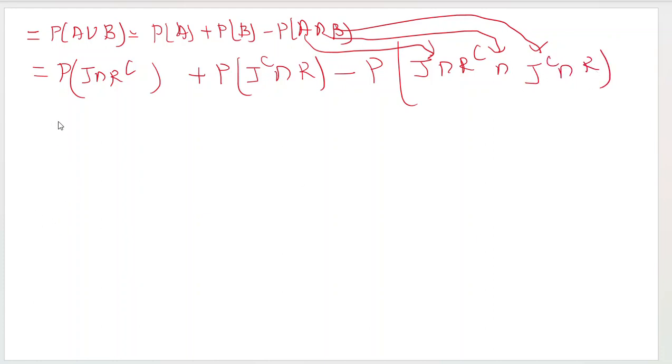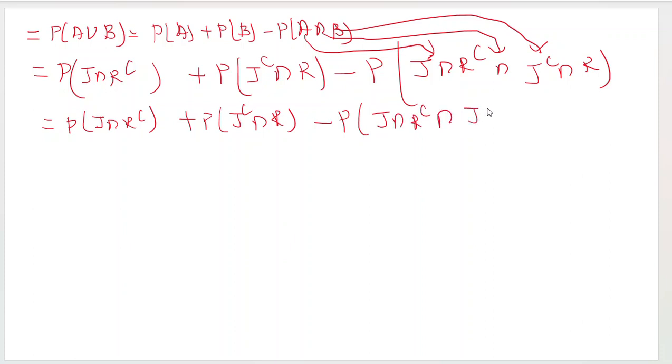Now we say that this is probability of J intersection R complement plus probability of J complement intersection R minus probability of J intersection R complement intersection J complement intersection R. Now we need to have a good understanding of English to solve this question further. Now this part says what? J means John passes, and this is also saying Rahul fails, and this intersection means and.